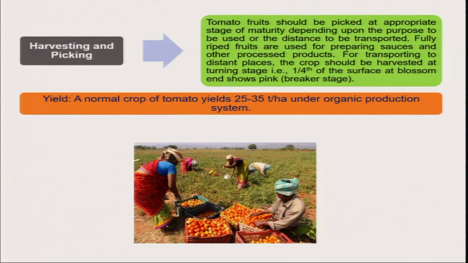And if you see, this is the harvesting and picking. By these different types of organic practices, we can get a very good yield of up to 25 to 30 tons per hectare even under the organic production system. So it is not necessary, whenever we do organic farming, that we cannot go for high value vegetables or high yielding varieties of potato, maybe tomato, spice and ginger.